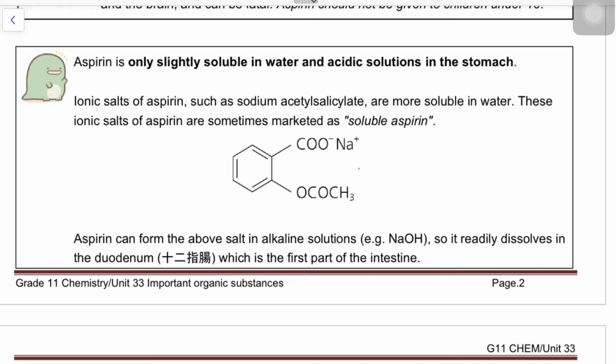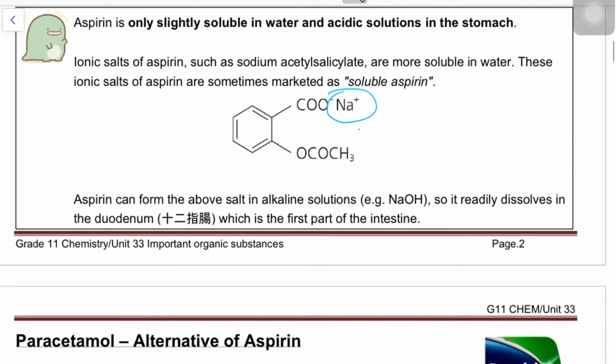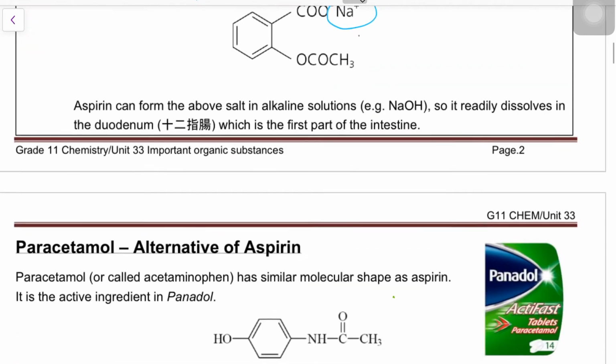So what they do is, by neutralization, we introduce a cation, sodium ion, inside. Through neutralization, the carboxylic acid is neutralized to form an ionic salt, because ionic compounds, or we can say the sodium compounds, are always soluble, so this will improve the solubility of aspirin.